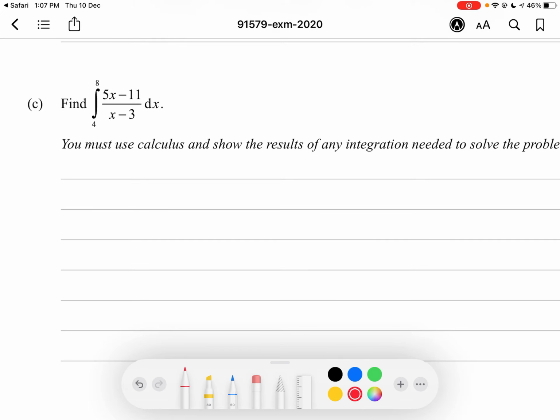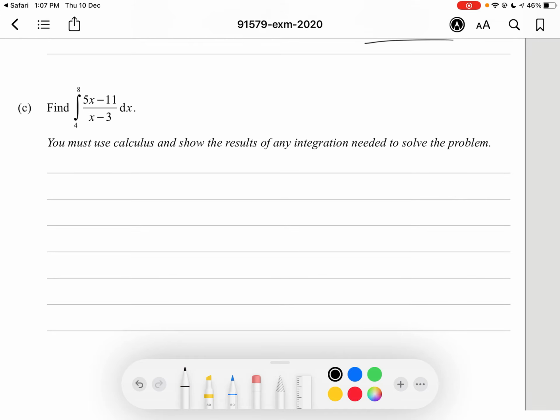Question C, find the indefinite integral from x equals 8 to x equals 4 of 5x minus 11 all over x minus 3 dx. So for this question, you can't really integrate straight away since you have x on the numerator and x on the denominator. But we can simplify this and split this into two different terms by using a long division. So if we make 5x minus 11 divided by x minus 3.